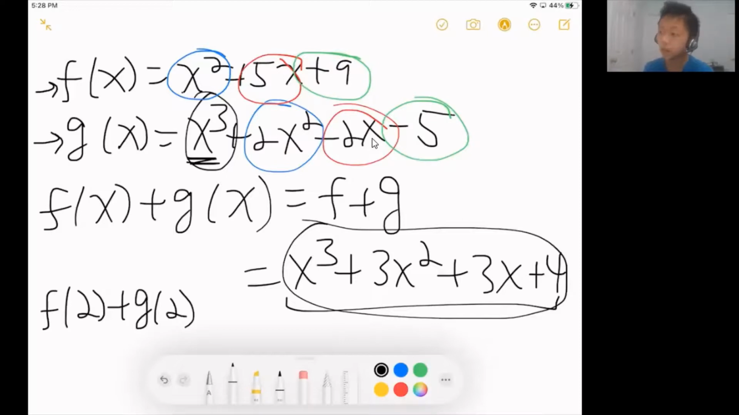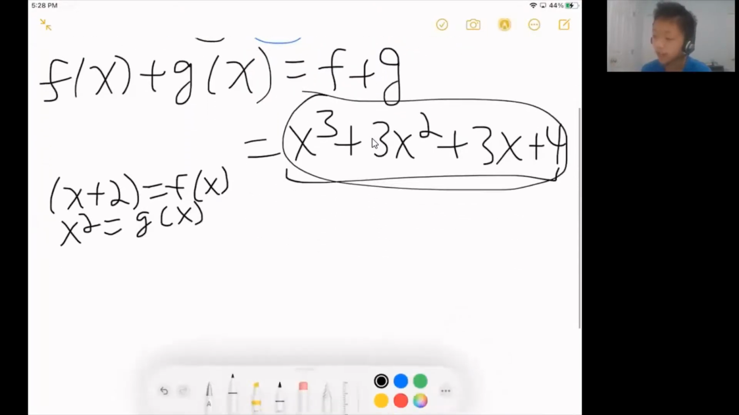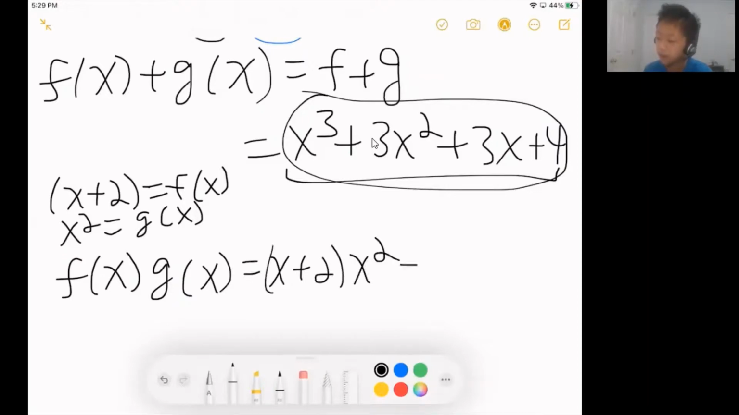If you wanted to multiply them, it would be a similar idea. Let's say you have a function f of x equals x plus 2, and a function g of x equals x squared. If you wanted to multiply the two functions, f of x times g of x, you would multiply them like you normally would with the distributive property: x plus 2 times x squared. You would just get x cubed plus 2x squared.